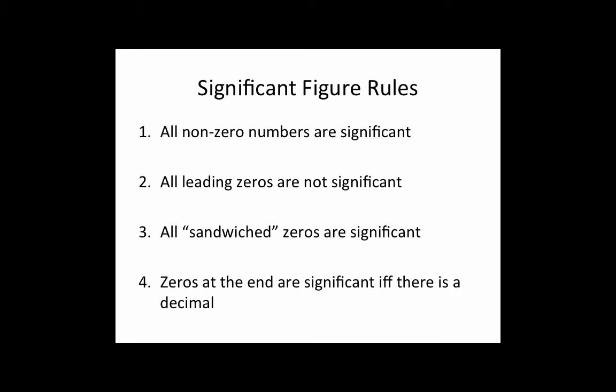Rule number 3, all sandwich zeros are significant. So if a zero falls between 2 non-zero numbers, for example 304, that zero would be significant. Rule number 4, zeros at the end of your number are significant if and only if there is a decimal. And yes, that is not a typo, that IFF means if and only if. Now let's go through the rules one by one.